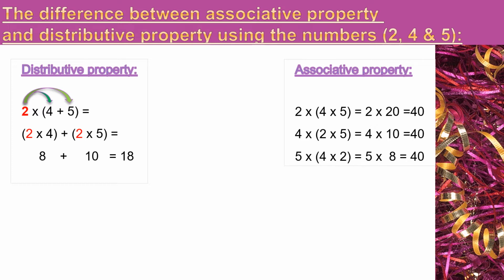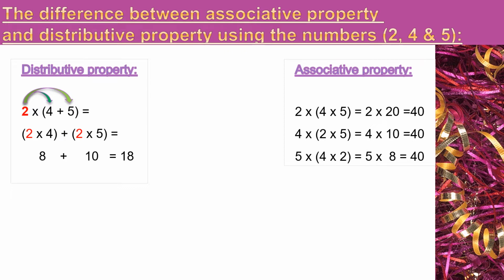Let's give it another order. I will take 2 and 5 between two brackets: 4 times 2 times 5. 2 times 5 is 10, times 4 is 40. In the third way, I will take 4 and 2 between two brackets and move 5 out. So 4 times 2 equals 8, 8 times 5 is 40. Here the result did not change, because in distributive property I used two signs, but in associative property I used one sign.